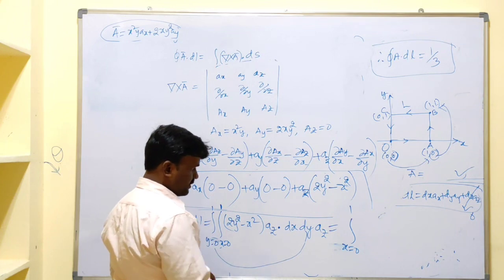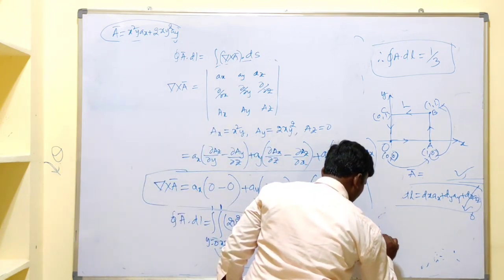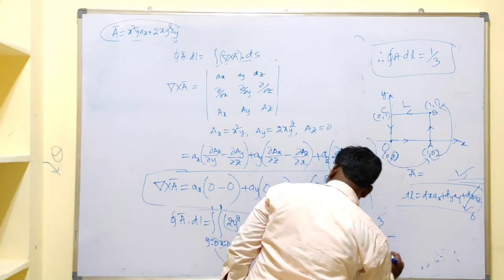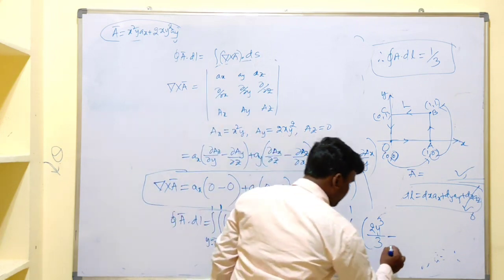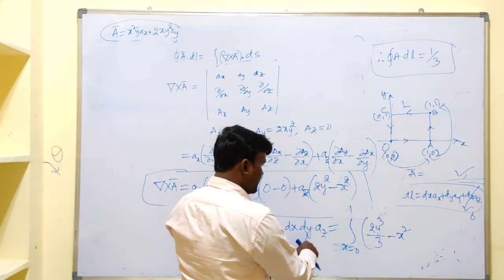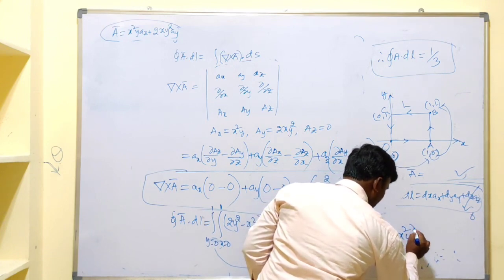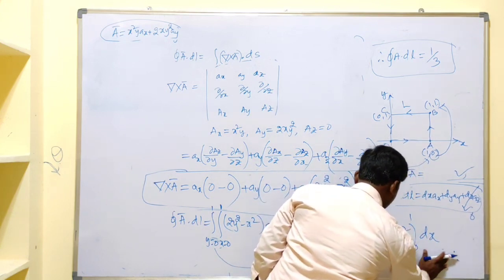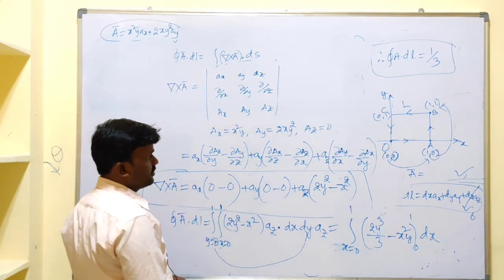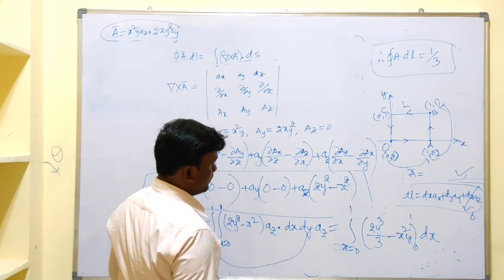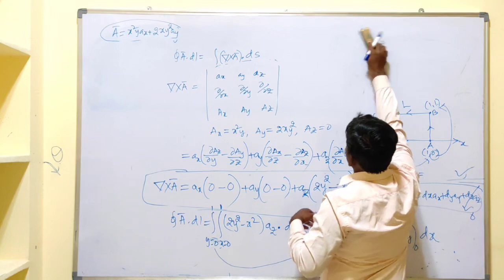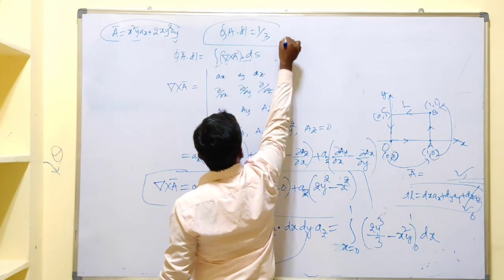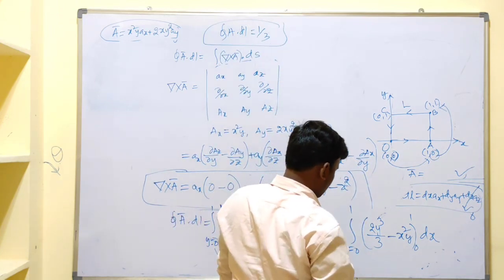Integration of 2y square with respect to y gives 2y cube by 3, and integration of x square with respect to y, sorry, x square into integral dy gives y. Limits are from 0 to 1, and we have integration with respect to dx, remaining integration. Now simplify this one. Actually in the previous case we got the answer: integral A dot dl equal to 1 by 3. This is the required answer we have to get.